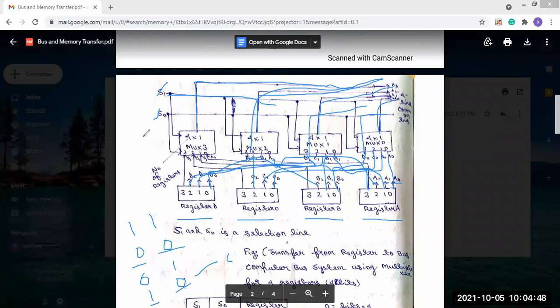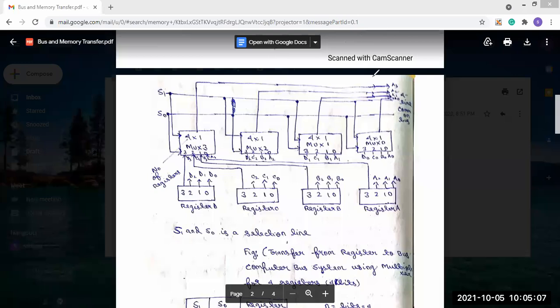This is the circuit we are describing, where from the bus a particular register is selected, and this property is followed. Within this property, which register will be chosen, we determine from this circuit. Okay, is it clear to everyone?